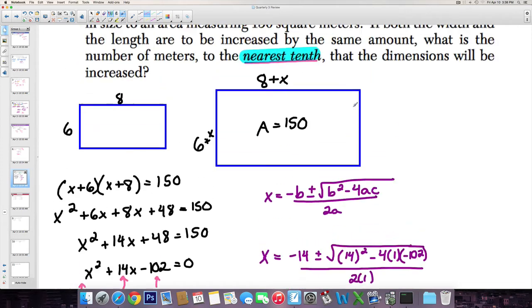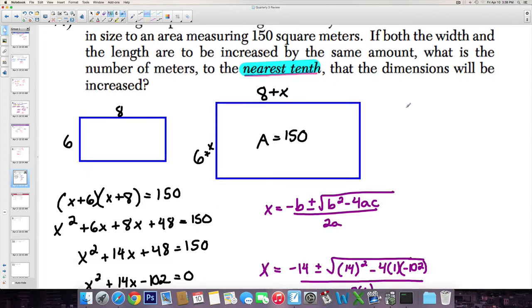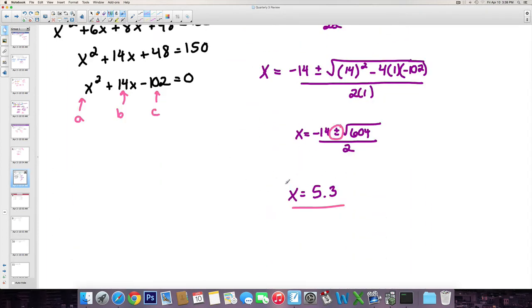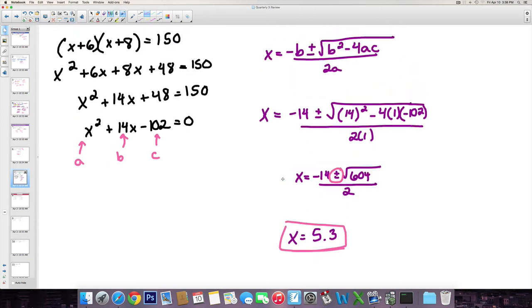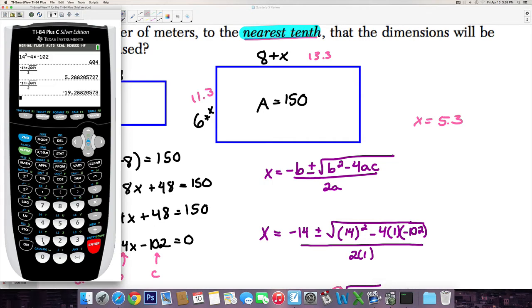So now let's see what it asks. It wants to know what is the number of meters that the dimensions will be increased. So that is our final answer: the dimensions will be increased 5.3 meters. Now we might want to check here. If we make x equal 5.3, that means this is 11.3 and this is 13.3. Let's do a quick check, and since we rounded, it's not going to be exact, but it should be close to 150. So 11.3 times 13.3, and that does come pretty close, 150.29. So yeah, our answer is correct.